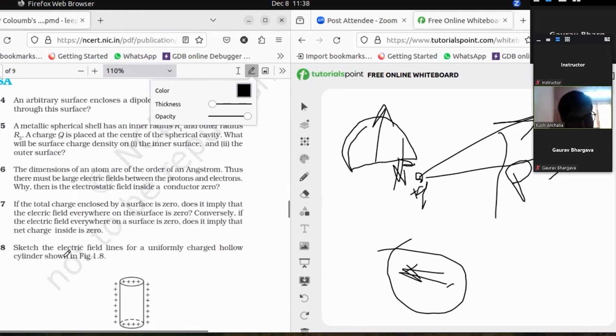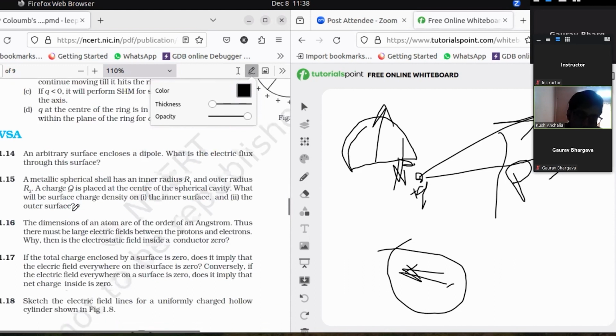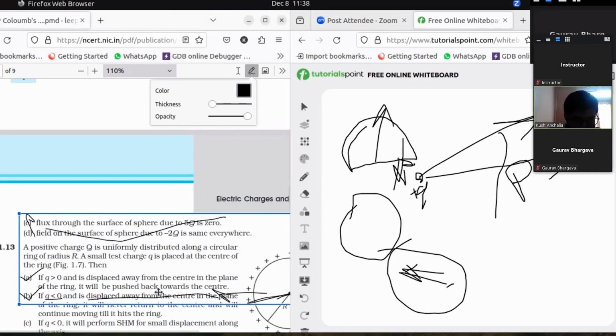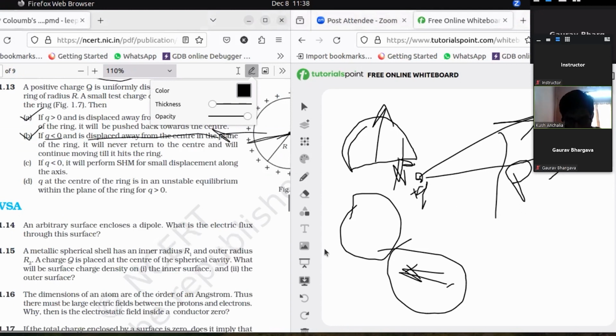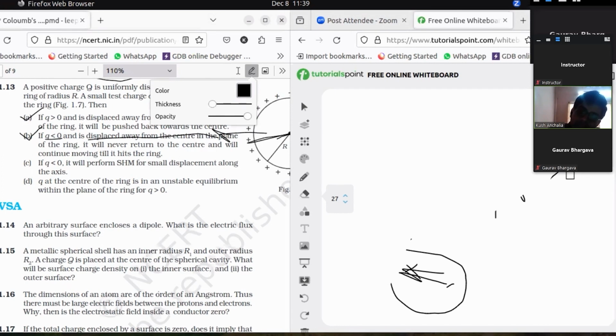Next is VSA. Let's move on to this. An arbitrary surface encloses a dipole. What is the electric flux? Electric flux is 0 since a dipole has one positive and one negative charge. So if the whole dipole is enclosed within the surface, the net charge inside the surface is zero. You're getting my point. That means that Q enclosed is zero.